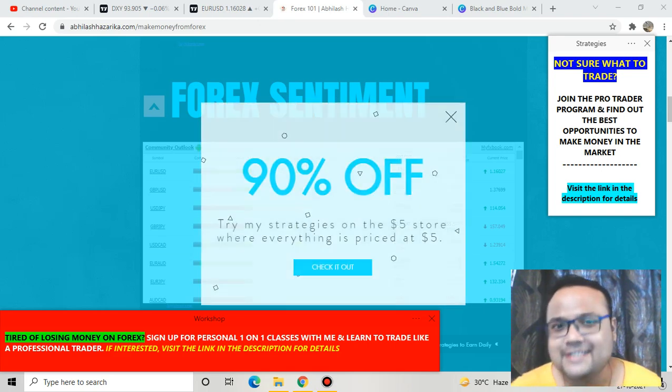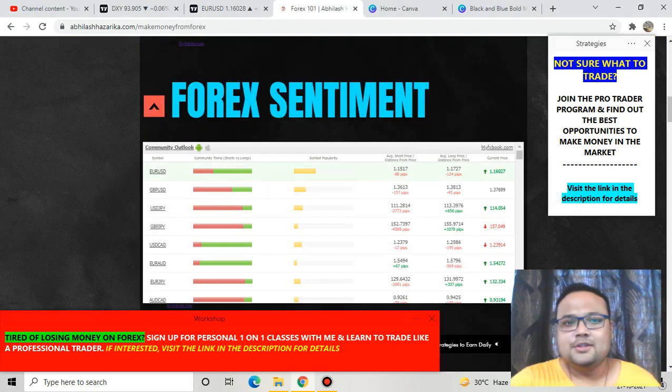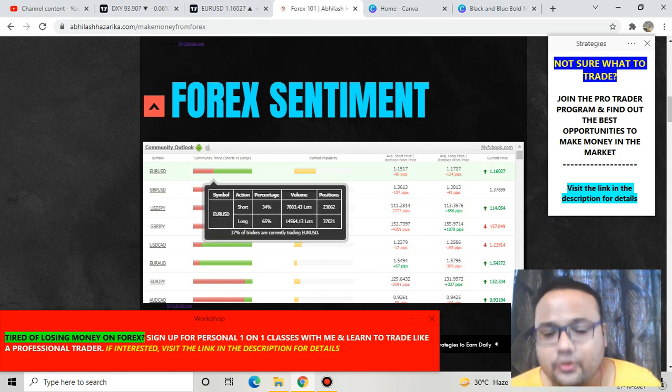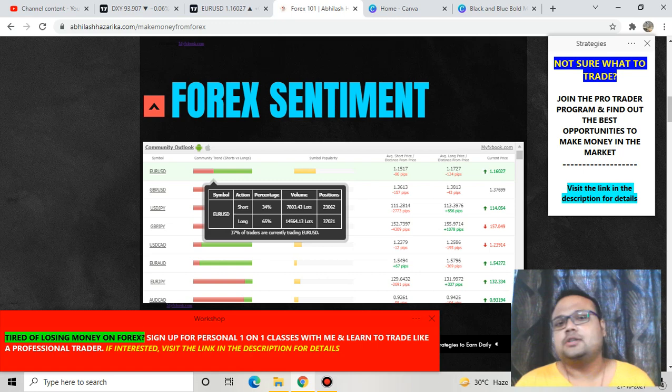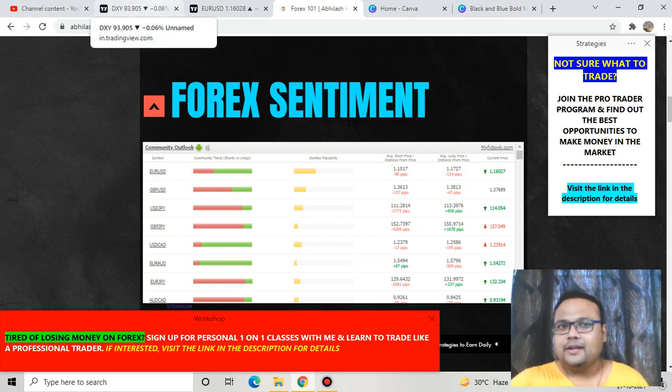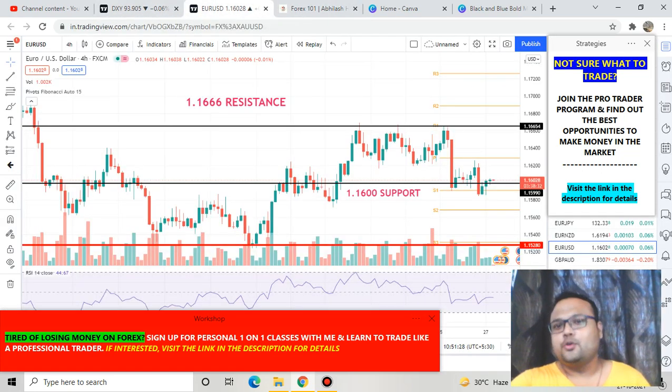So let's get started. This is the Forex sentiment meter in front of us, and here is our Euro USD. 34% of retail traders have taken short positions and 65% have taken long positions. So 65% think the market will go up, whereas 34% think the market will go down. Let's find out what is going on in the chart of Euro USD.